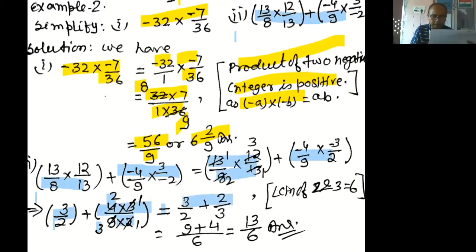The denominators are different, so we take the LCM of 2 and 3, that is 6. So 6 twos are... 2 threes are 6, 3 threes are 9, plus 3 twos are 6, 2 twos are 4, equal to 9 plus 4 upon 6, equal to 13 upon 6.